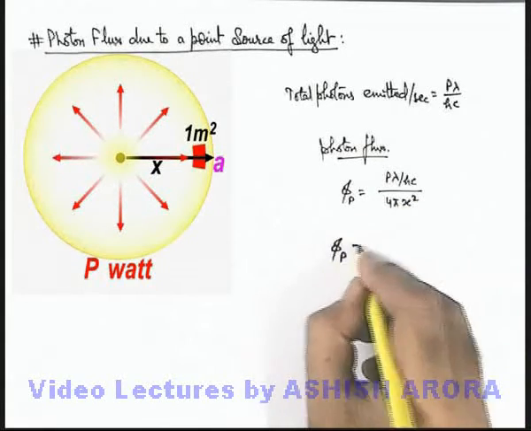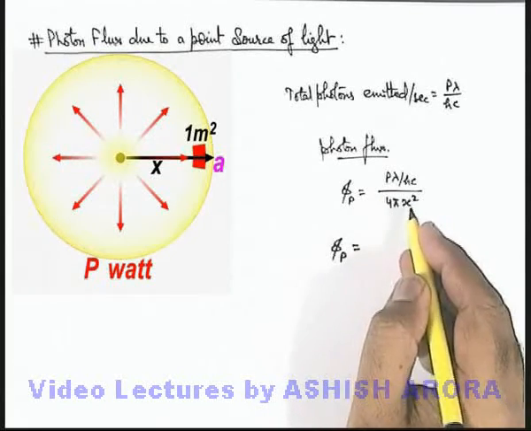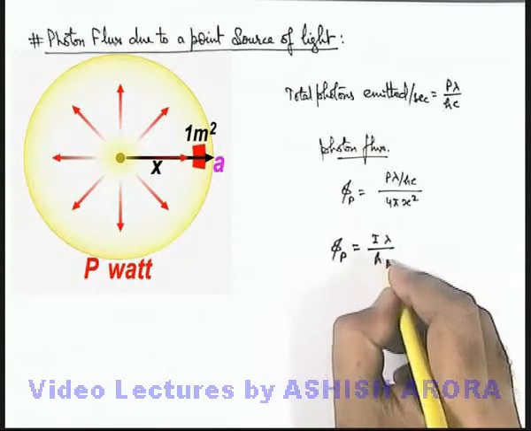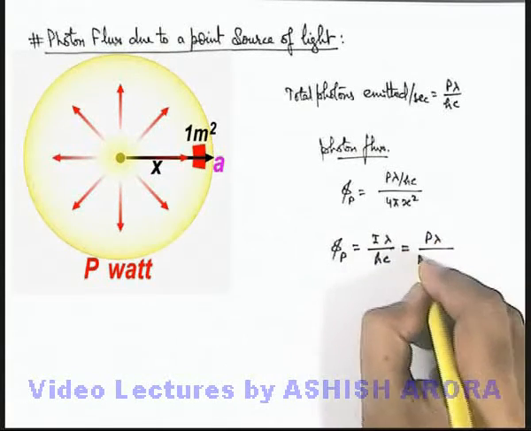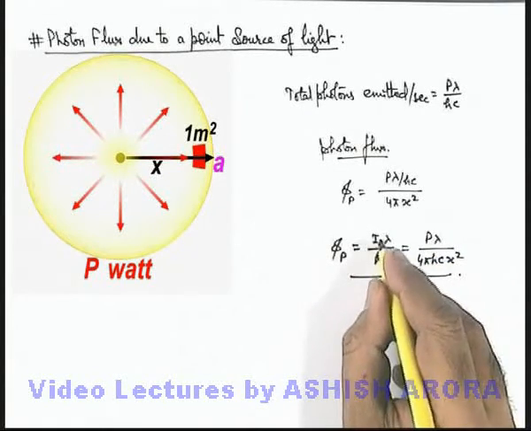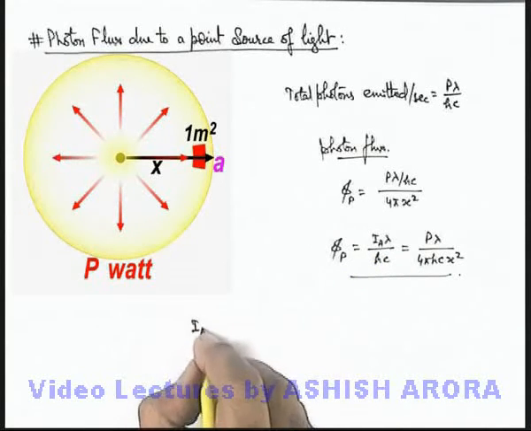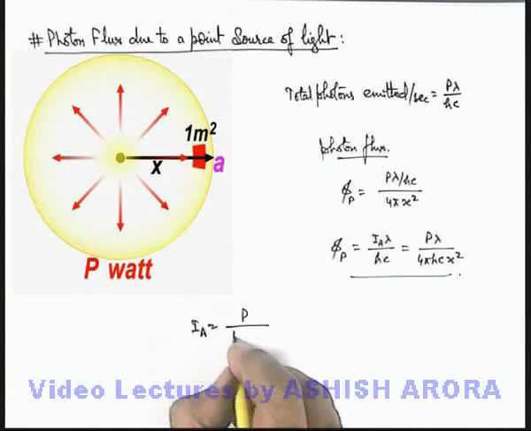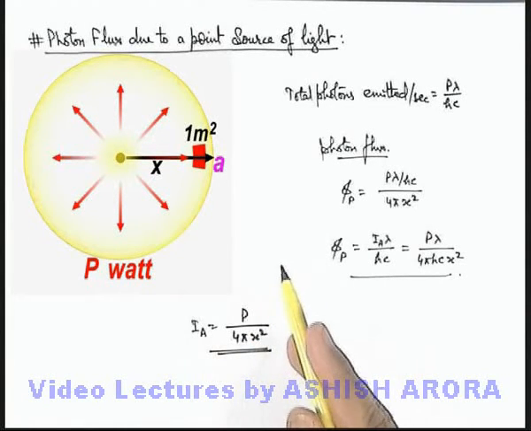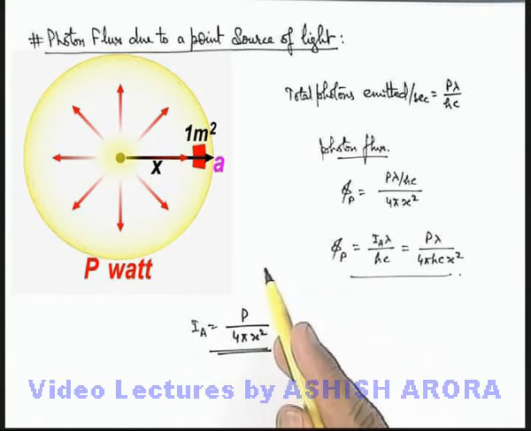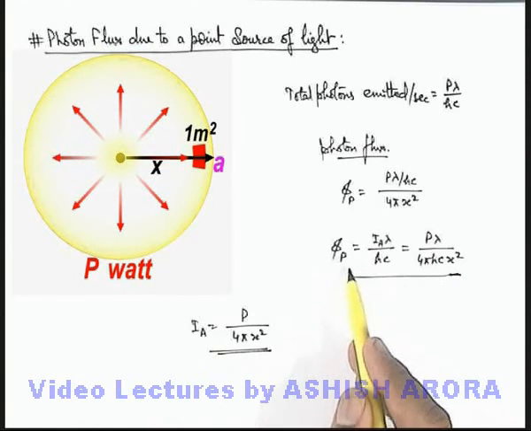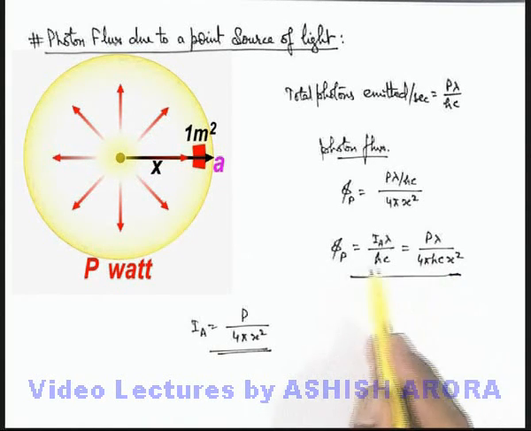So here phi p can be written as P by 4 pi x square, which is the intensity at this point A, times lambda by hc. It can again be written as P lambda by 4 pi hc x square. This is the way we calculate. And intensity at point A can be given as this power per unit area, P by 4 pi x square. This is the intensity at point A, that is, the amount of energy passing through unit area in 1 second. So this is the result we use for the photon flux at a distance x from a point isotropic source of power P watt.